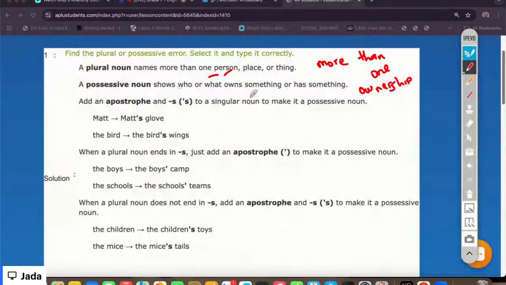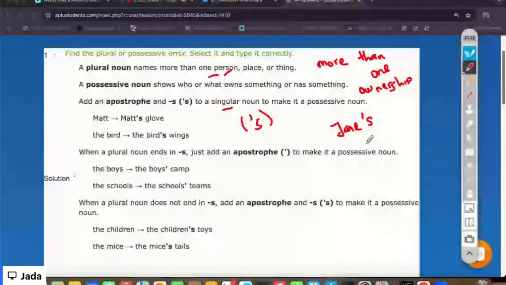Okay? Now add an apostrophe and s to a singular noun to make it a possessive noun. So you add the apostrophe and the s just like this to a singular noun to make it possessive. So for example, we could have Jane, it's singular. To make it possessive, you add the apostrophe and s. So it becomes Jane's. Alright, so that's possessive now. Like we have Matt's glove. So you can see that Matt is singular with the apostrophe and s.